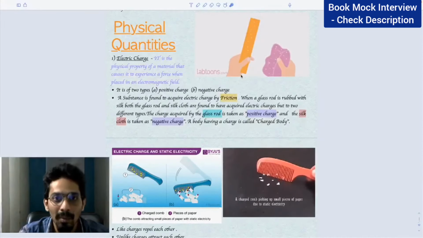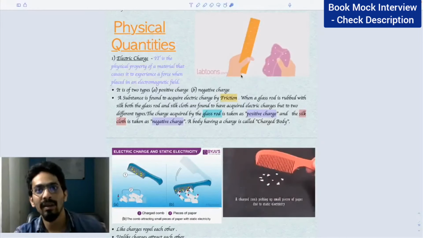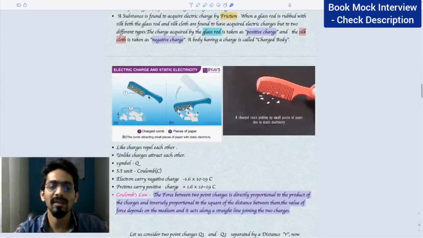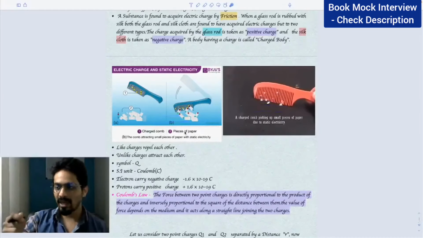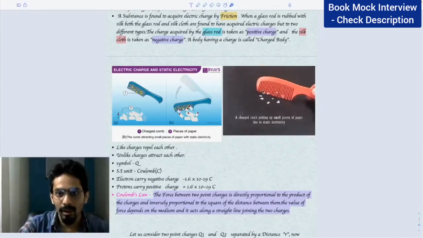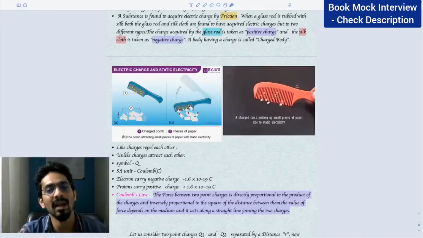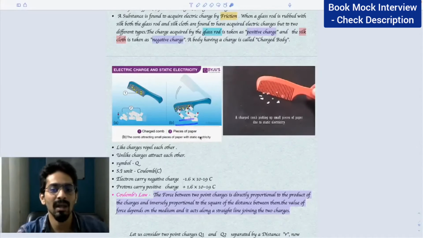A charge is the physical property of a material where, when we put it in an electromagnetic field, it experiences some force. Now you can see this is a comb. Whenever you take a comb and rub it in your hair and do like this, you will see that small bits of paper are attracted to the comb.